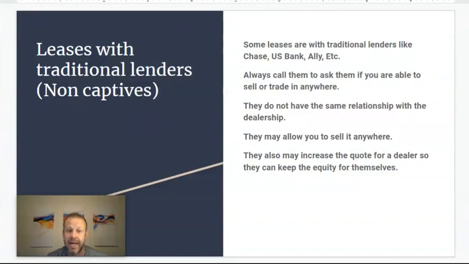So I don't know exactly which ones are which, so what you need to do is just like any other situation, call your leasing company and ask them, what are the stipulations of trading or selling in this car? Are there any restrictions? And if you do trade it, do they increase the payoff quote they give to the dealer to take the equity for themselves?